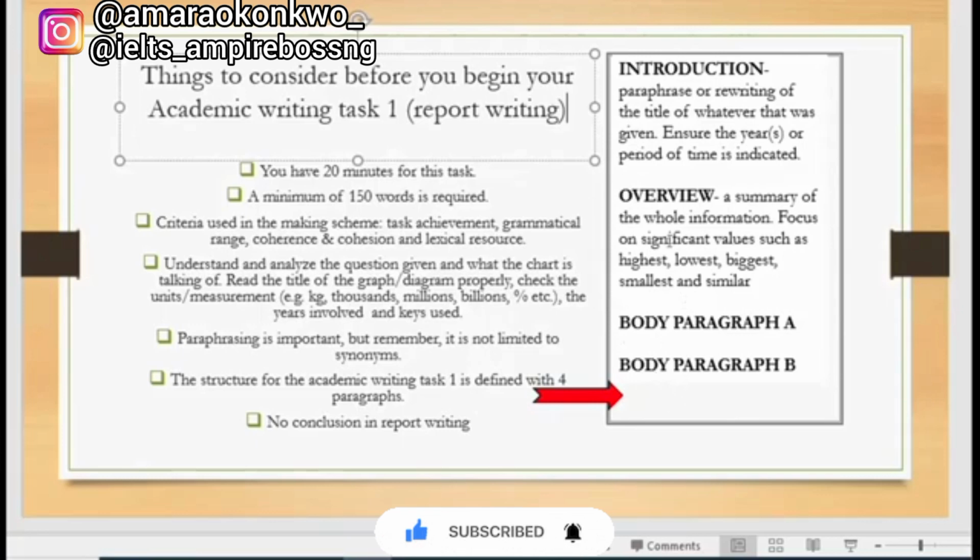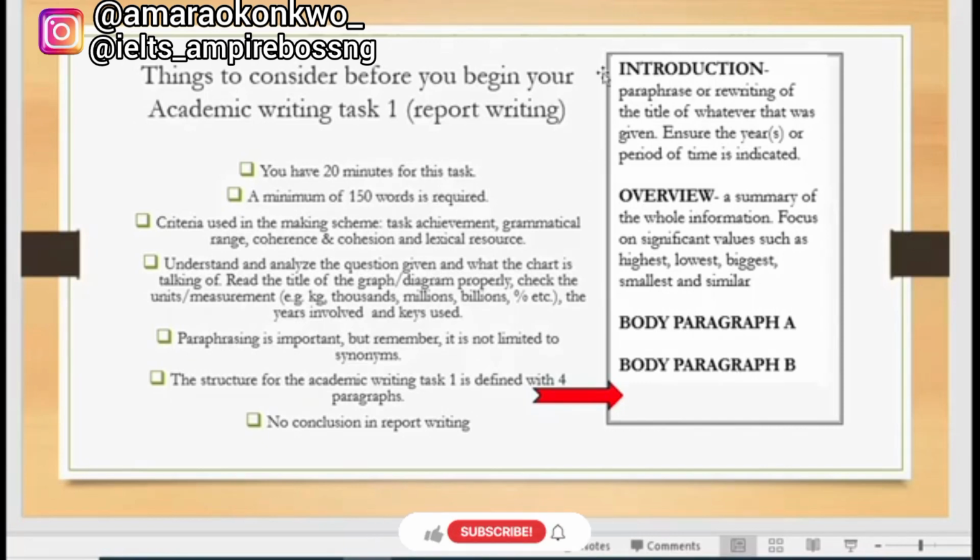This is the standard structure for your writing task 1. Please do not do anything different from this. It must have an introduction, an overview, then 2 body paragraphs. Finish. You understand? It is quite straight to the point, very clear.